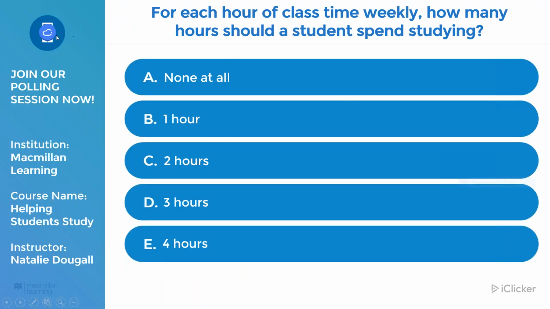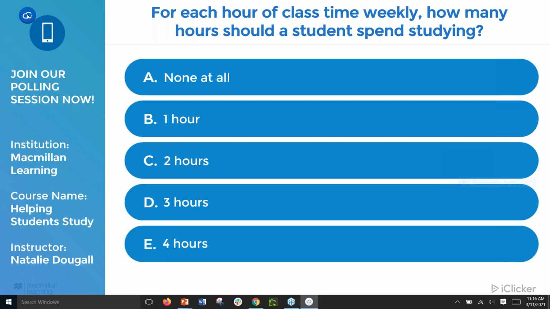So I want to ask, for each hour of class time spent weekly, how many hours should a student spend studying? And this is a calculation that colleges use. I'm going to put on multiple choice. So this is how colleges calculate what qualifies as a full-time student. So for each hour of time that a student is on campus, they're going to spend a certain amount of time doing homework and studying. So what is that calculation?